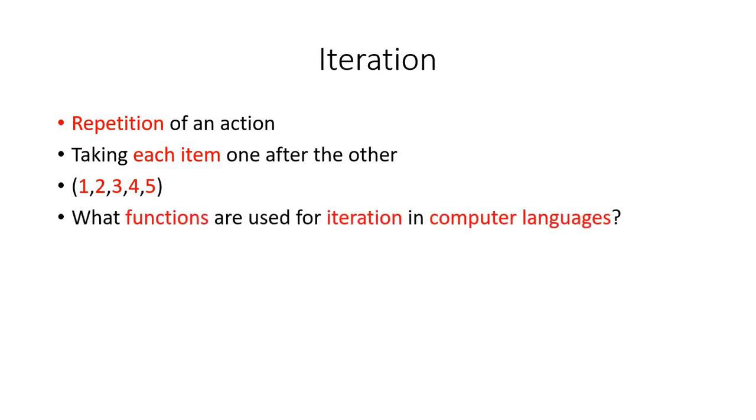So what functions are used for iteration in computer languages, for example in Python or in R language or other languages such as JavaScript, Java, C++, etc.? Those functions are called loops. For example, the most common loops are for loop and while loop. These two loops exist almost in every computer language, but there are other loops available as well. For example, do while loop, repeat loop in R, etc.